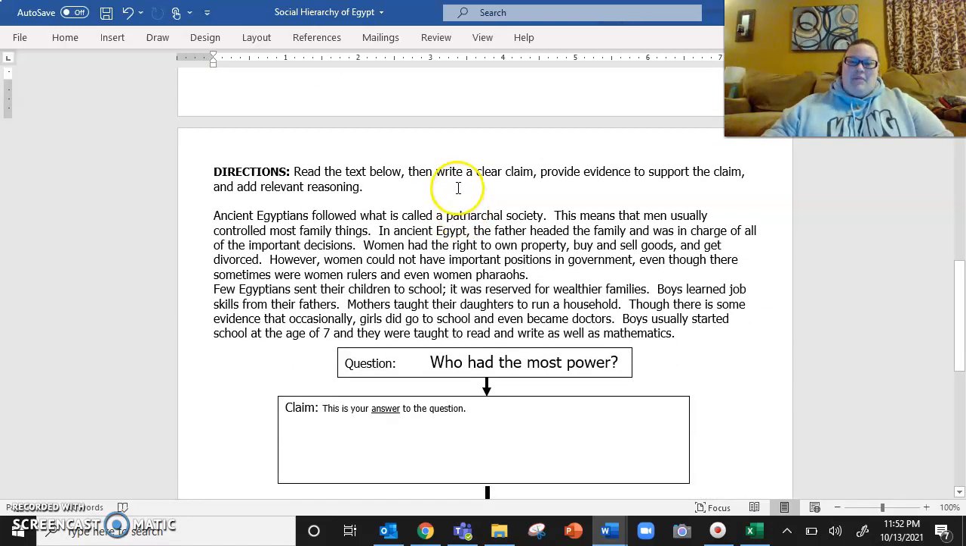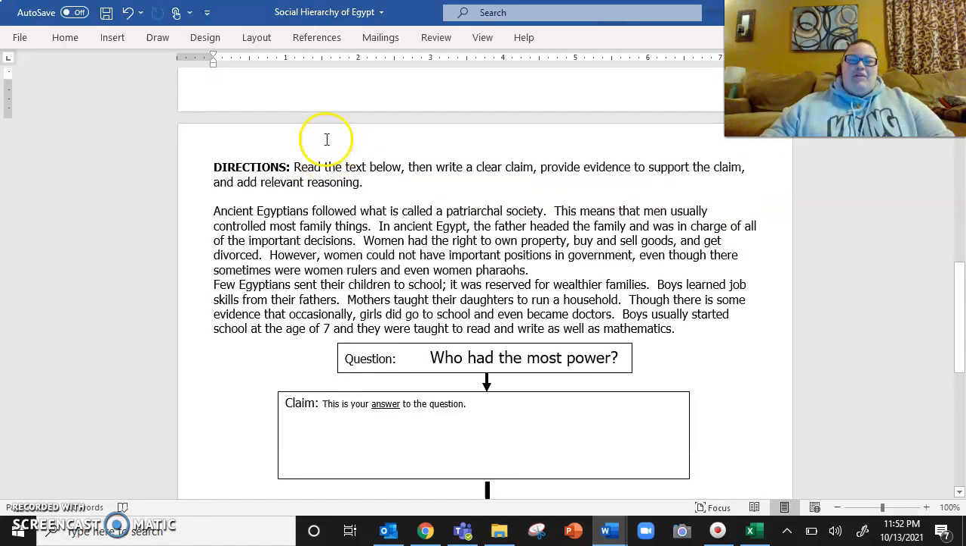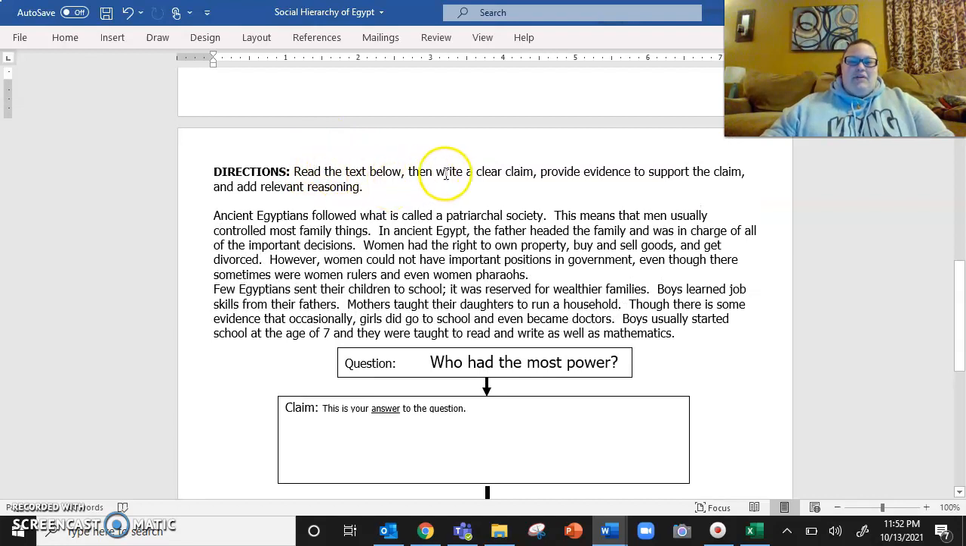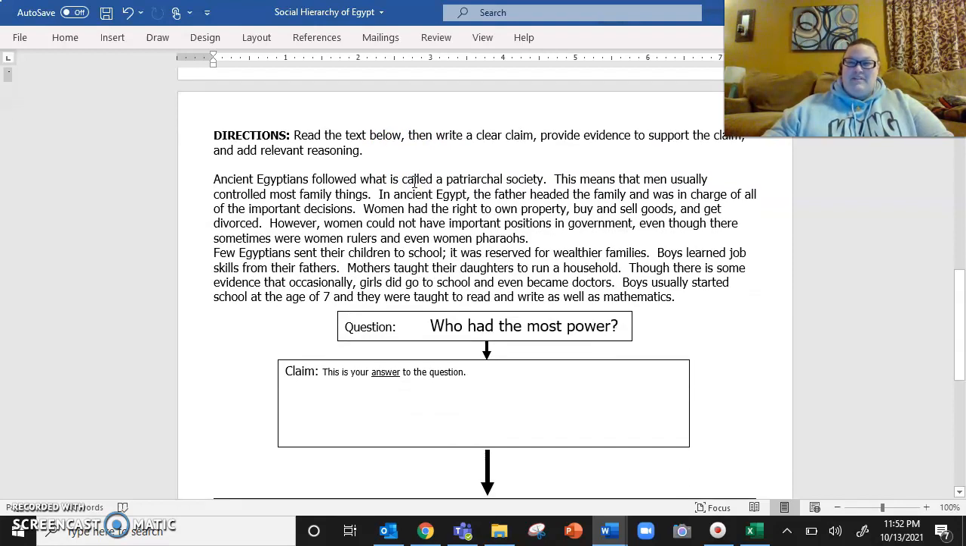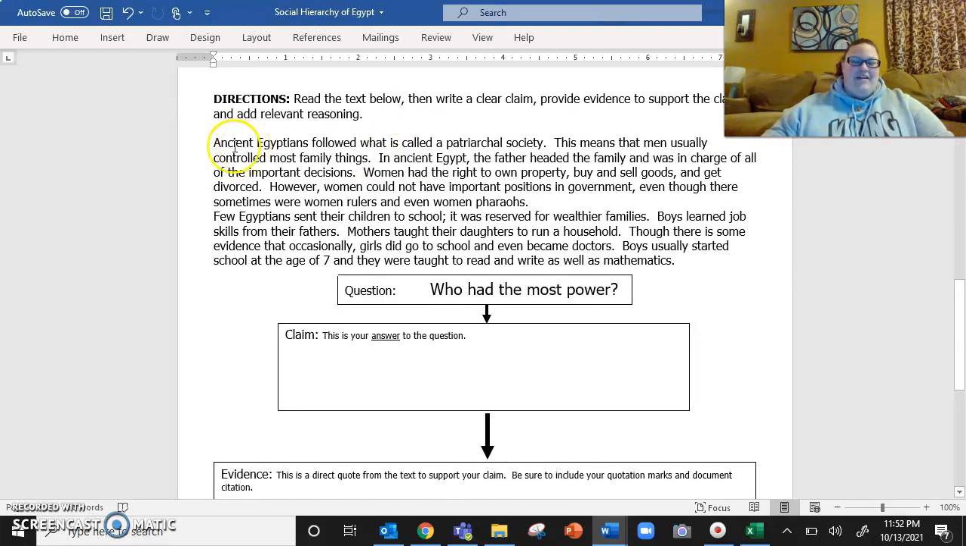Then on the back of your paper, you're going to read the text below, then write a clear claim, provide evidence to support the claim, and add relevant reasoning. Do you get the hint that writing claims and reasoning is important? All right. Follow along with me as we read this.